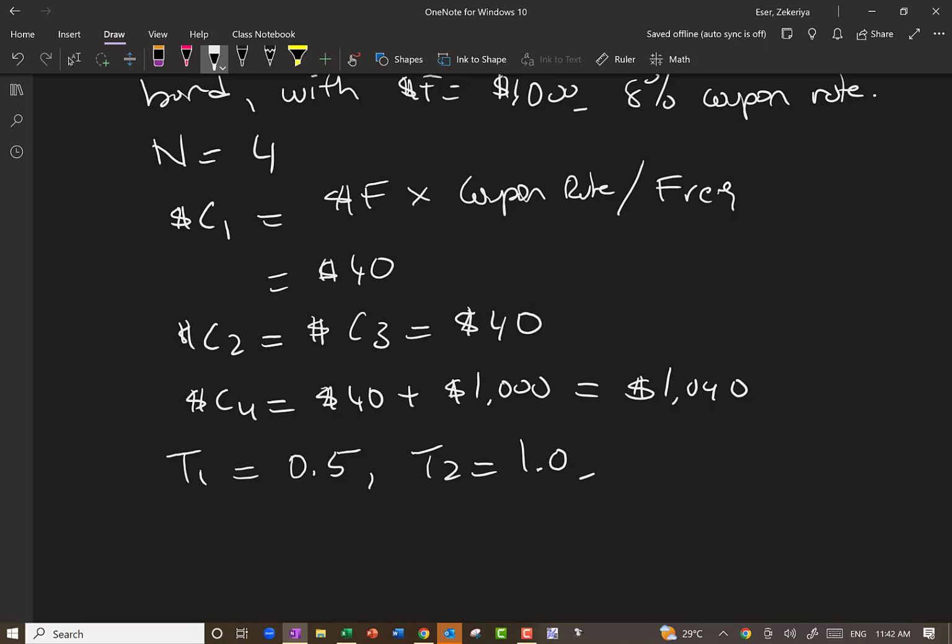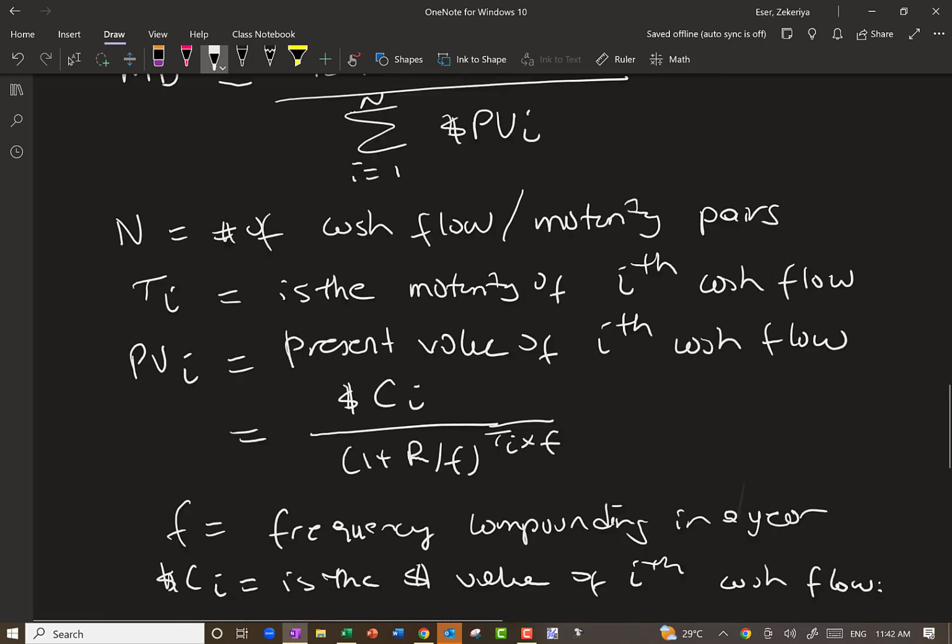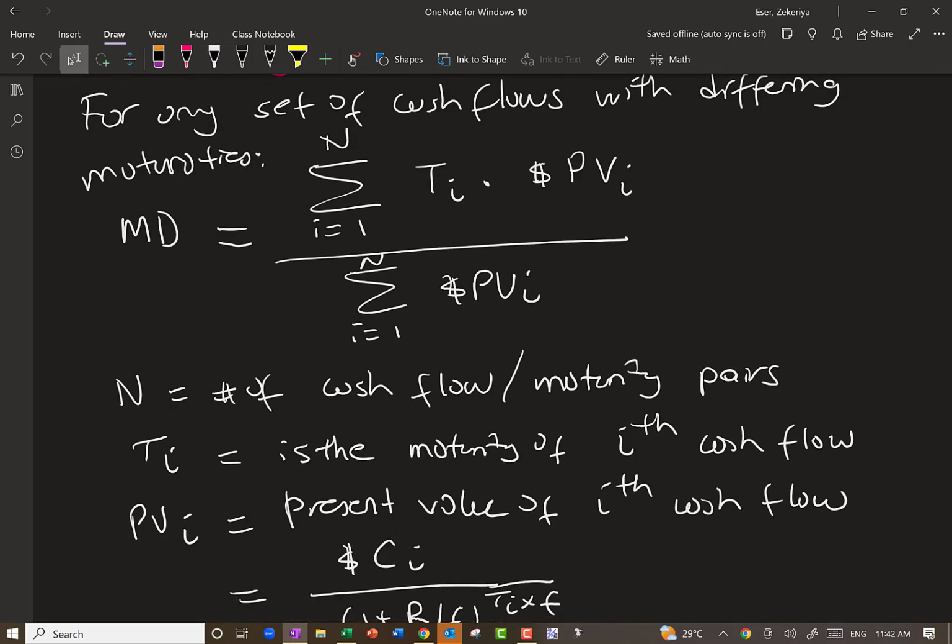What Macaulay duration does, it basically says, calculate the average duration of these cash flows, but they're not equally weighted. They're weighted by the present value of that cash flow. So even though you're getting $40 each in the first two, the weight of those are not the same because the present value of the second one is actually lower, right? So it's basically a weighted average.